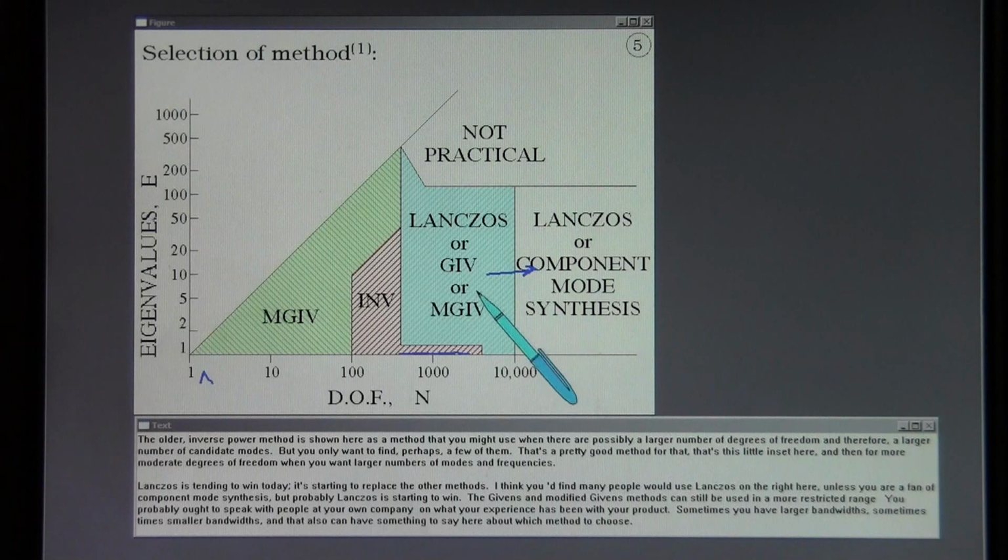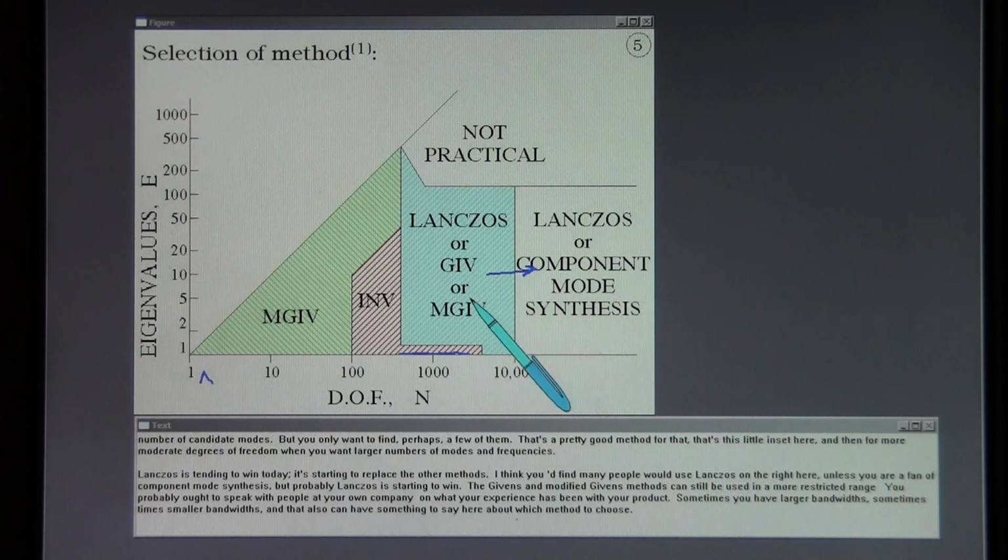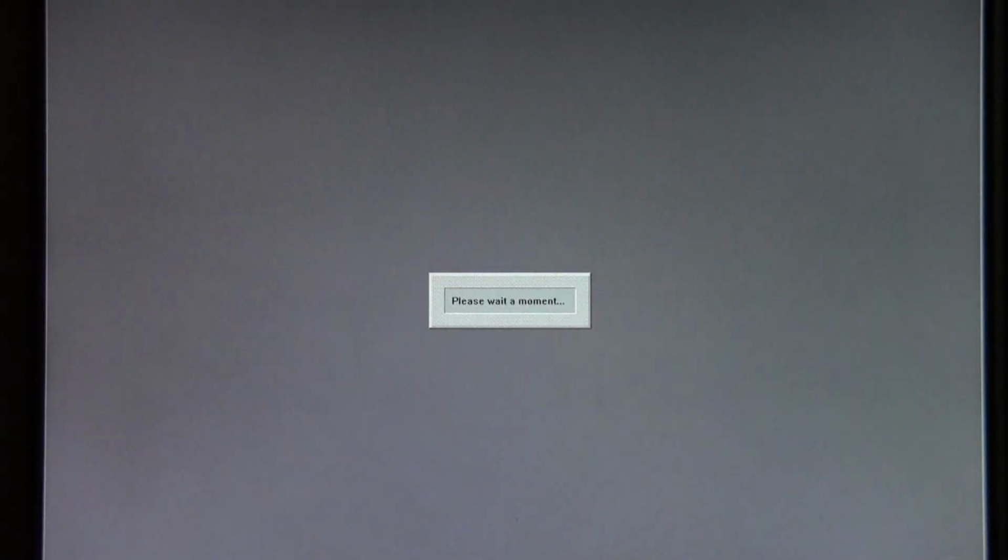The Givens and modified Givens method can still be used in a more restricted range. You probably ought to speak with people at your own company on what your experience has been with your product. Sometimes you have larger bandwidth, sometimes smaller bandwidths, and that also can have something to say here about which method to choose.